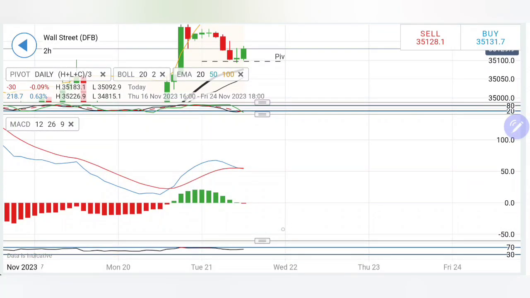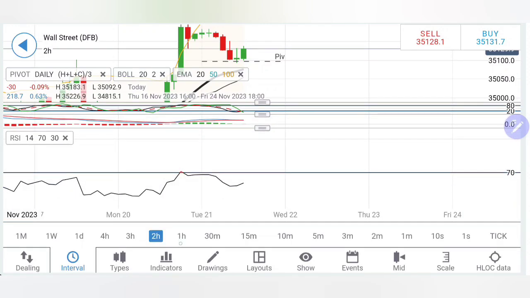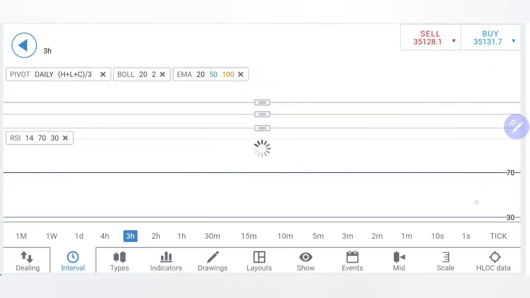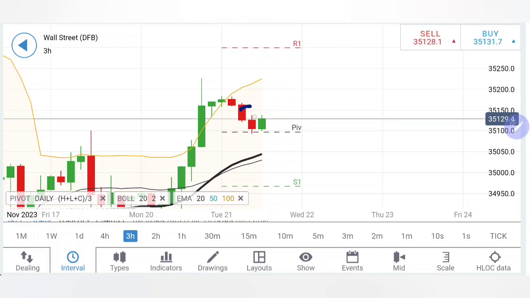Stochastic is oversold, trying to recover. MACD has crossed over for a sell. RSI is staying flat. On the 3-hour, look at the 3-hour chart. See, certainly the bearishness is getting diminished here. This is identically symmetrical. The double top is done. A breakout below 35,090 will certainly bring more bearishness here towards 35,000 and below levels.